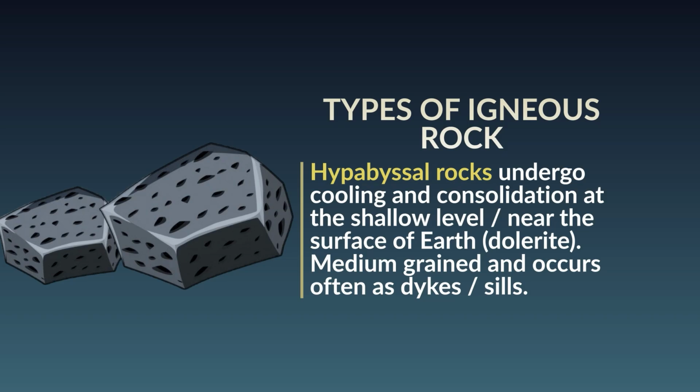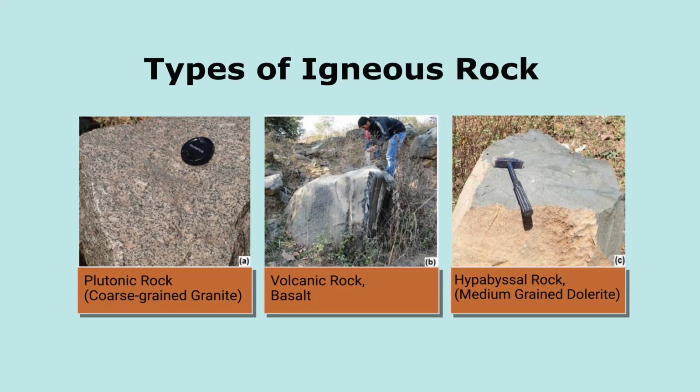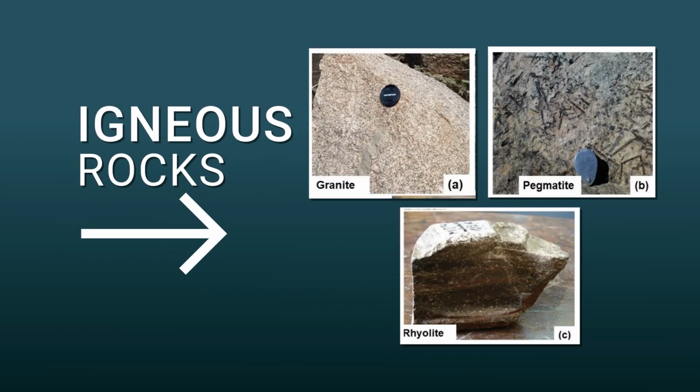Now, see this figure. You have plutonic rock, which is formed below the earth; it is coarse grained granite. Volcanic rock is fine grained because it is in contact with air or water. By rapid cooling, you get the basalt, and the intermediate rocks which are formed are medium grained hypabyssal rocks like dolerite. Now, the typical igneous rocks which you can encounter are granite, pegmatite and rhyolite.